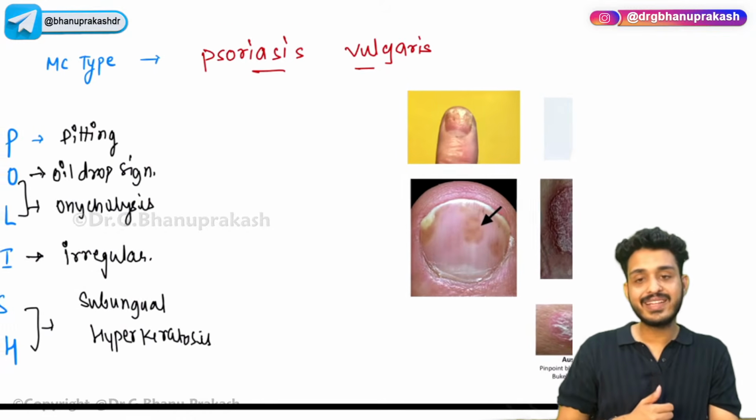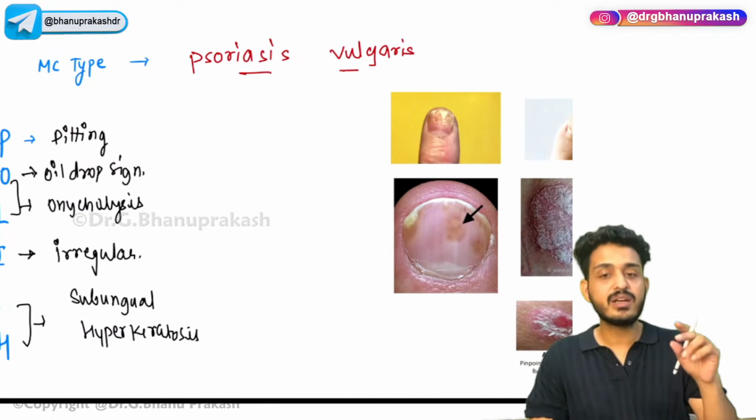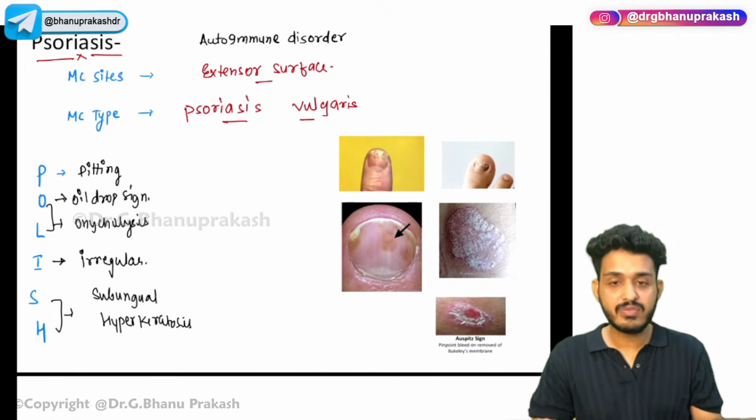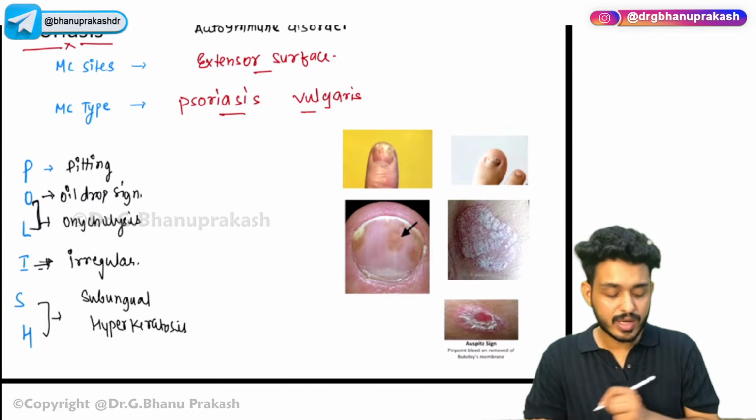These are the peculiar features that you will find in psoriasis. Pitting will be there. Oil drop sign will be there. OL is onycholysis. I is for irregular pitting, which will be there.